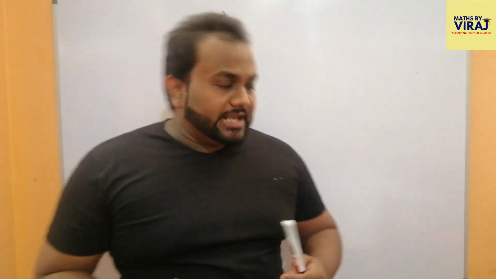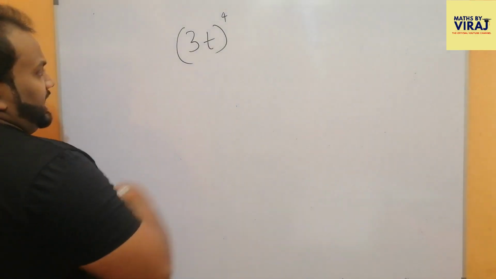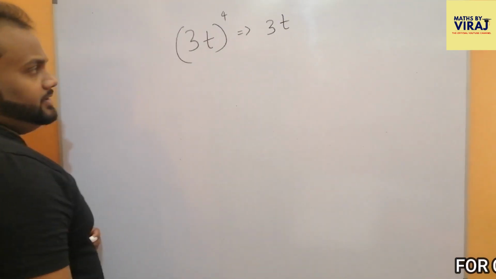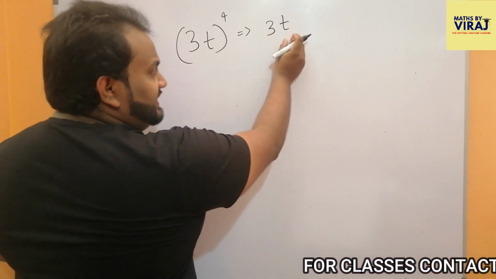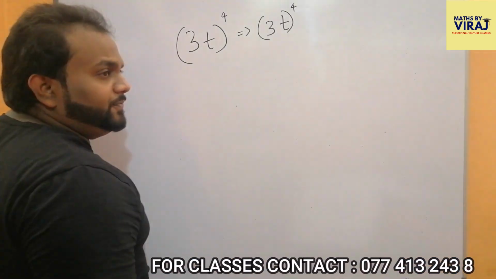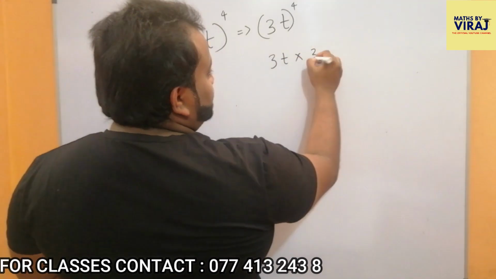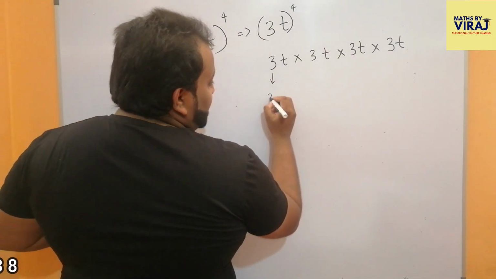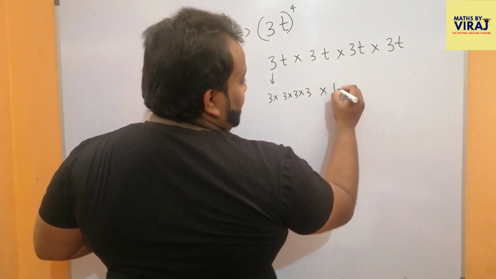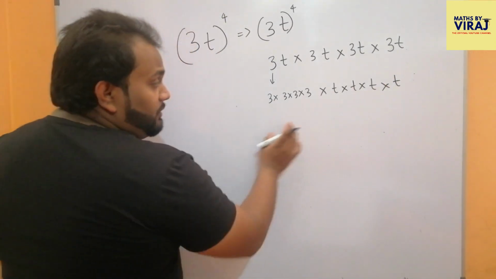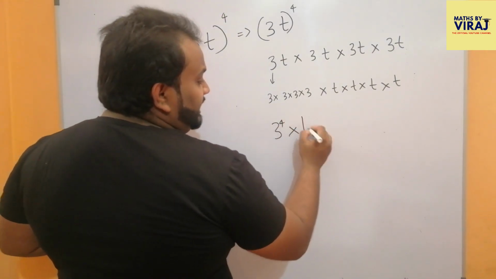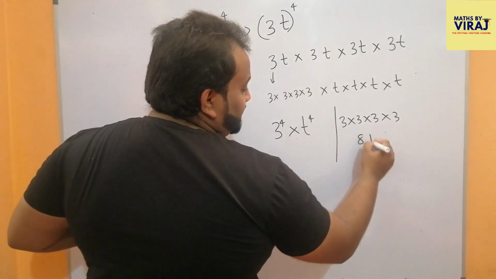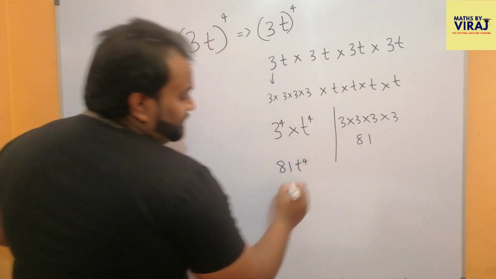Another example of raising a power to a power can be shown as follows. Here, please understand that in 3t, there's a number as well as a variable. Both are given a power of 4. This is as if it is 3t into 3t into 3t into 3t. This can also be written as 3 into 3 into 3 into 3 into t into t into t into t. Now I can write this as 3 to the power 4 into t to the power 4, where 3 to the power 4 is 81.